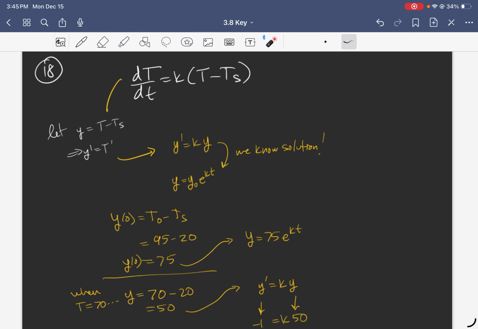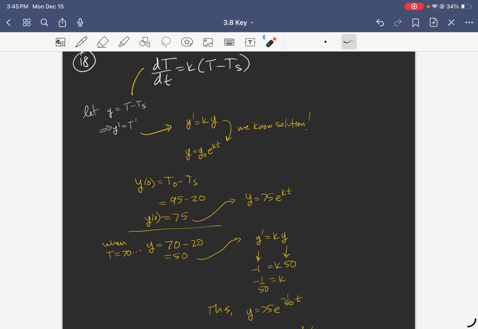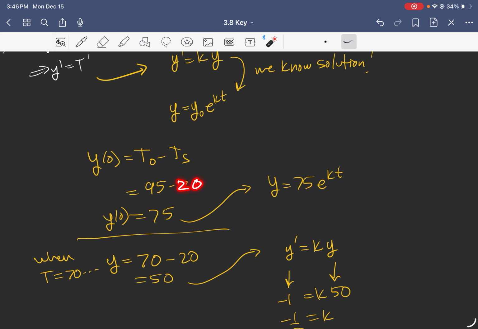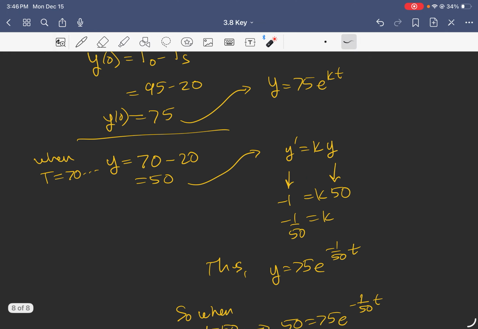Great work. Same sort of dealio, but now we have a cup of coffee. So it says that we're in a room of 20 degrees Celsius. The coffee cup is 95, so it's super hot. So the difference between those is 75. So our difference between the coffee and the surrounding medium starts off at 75 e to the kt. But they said that when the cup was 70, it was changing at a rate of -1 degree every minute. So what does that mean? That means the difference would have been 50. So in other words, y is 50 when the rate of change is -1.